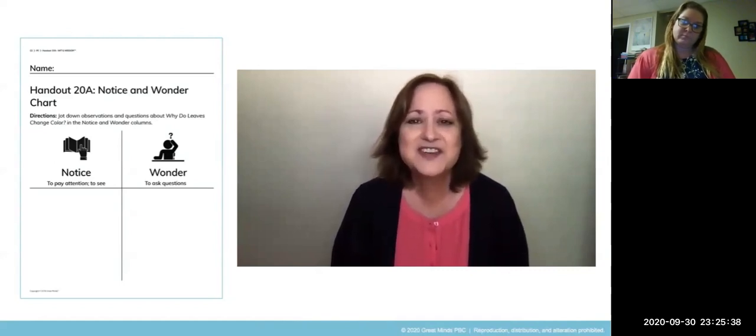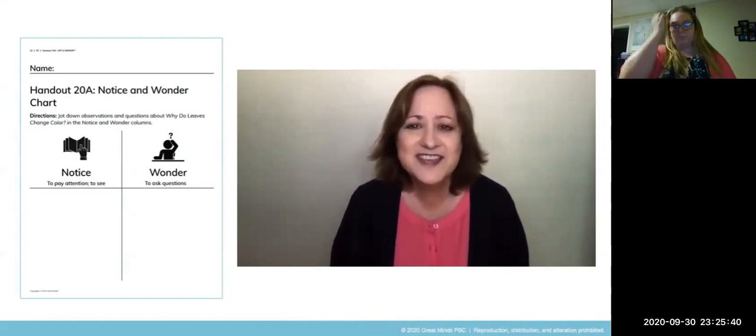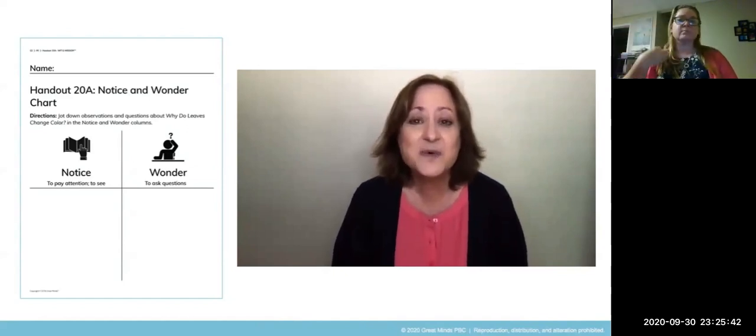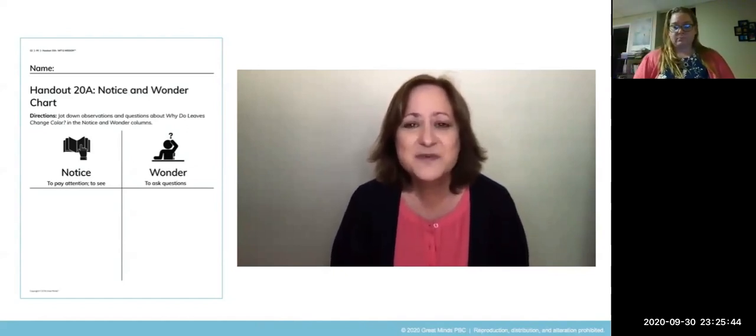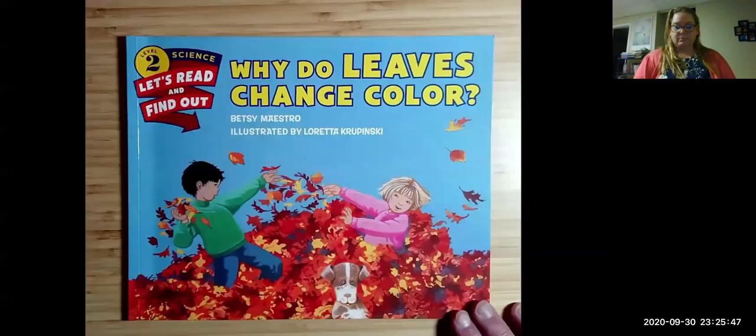Pause to make sure you're jotting down everything that you notice and all the questions that you have in the Wonder column. Why do leaves change color? Betsy Maestro, illustrated by Loretta Krupinski.